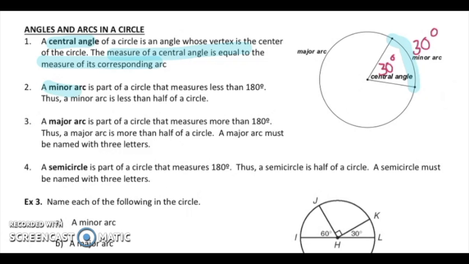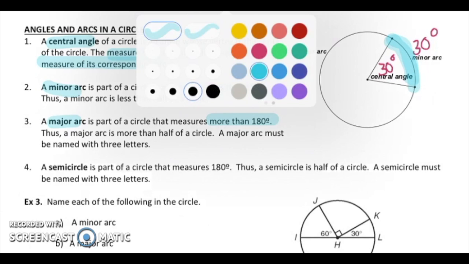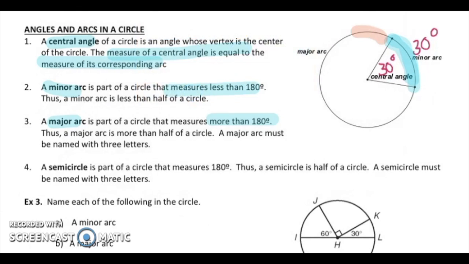A minor arc is an arc that is less than 180 degrees. A major arc is an arc that is more than 180 degrees. So if I look at this original picture that I had over here to the right, this blue arc is my minor arc. It is less than 180. But the orange arc that goes from the same two endpoints but goes the other way around the circle would be the major arc here.